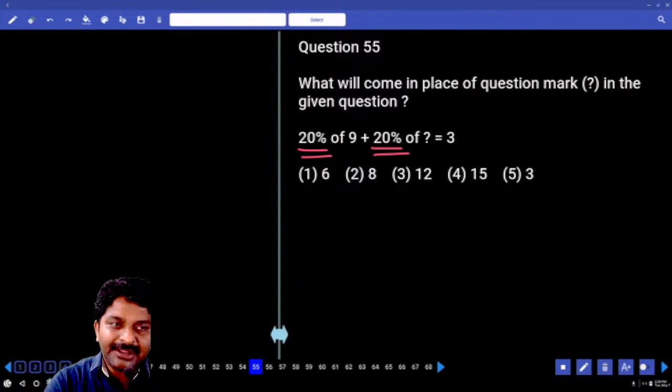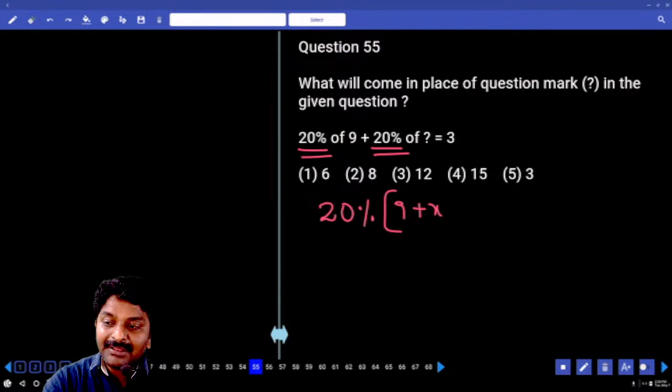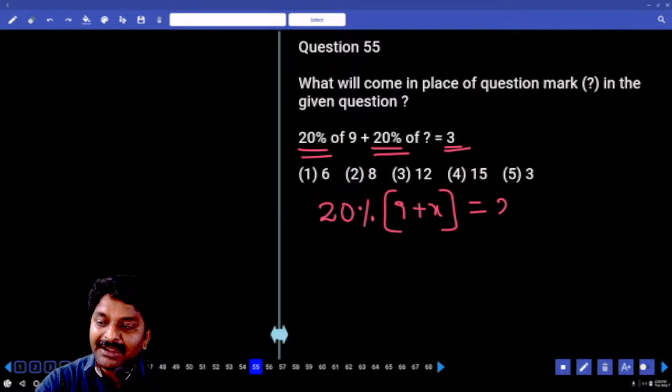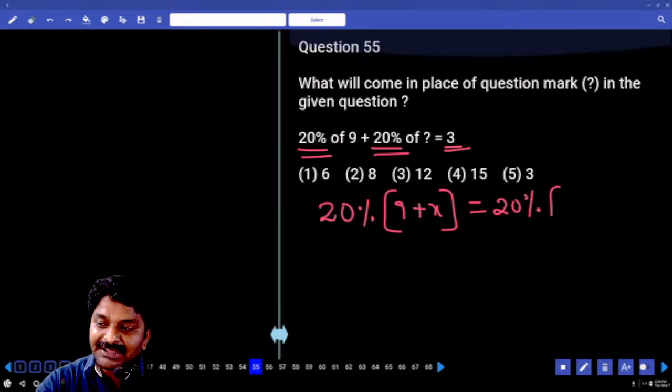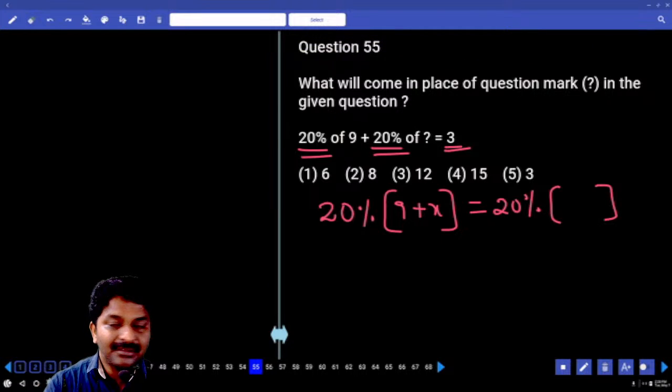20%, here also 20%. So I can imagine it as 20% of 9 plus x. Right hand side, how much is that? 3 can be written as 20% of which number?